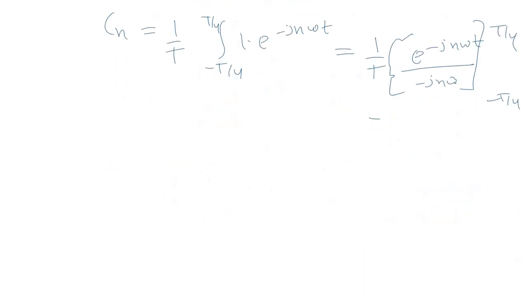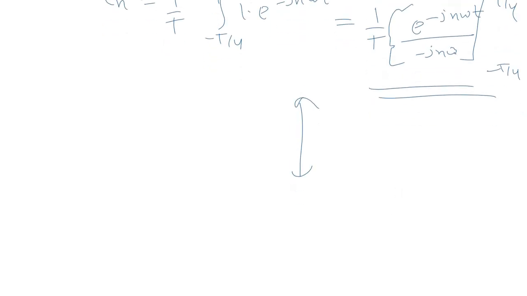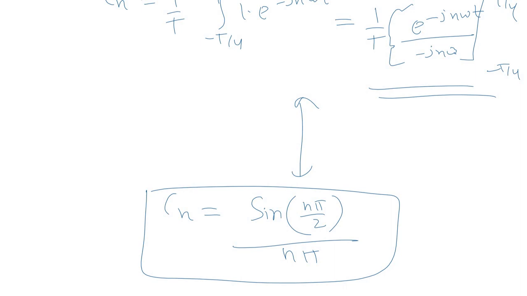Simplify this expression, and I'm skipping the intermediate steps and writing down the final expression. If we further simplify it and apply some mathematical manipulations and trigonometric identities, the coefficient c of n comes out to be sine of n pi by 2 divided by n pi. You can please verify this final expression.